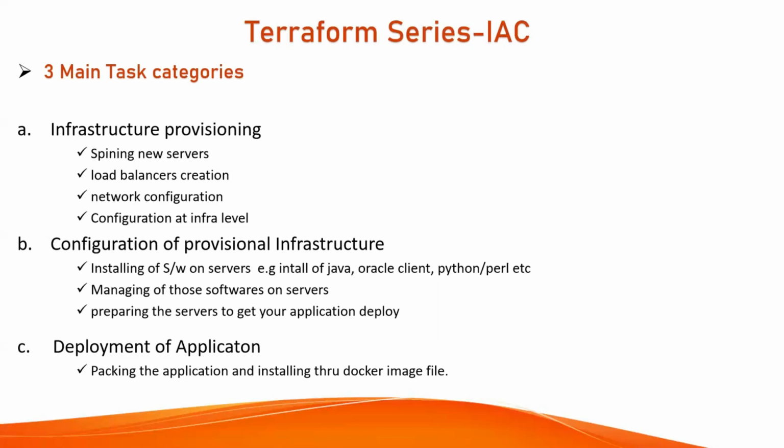The last of the three important categories of IAC is deployment of application. At the end of the day, you need to pack your application and install it through a Docker image file. So these are the three main important categories. Whenever you talk about IAC, they should come to your mind. That's what I have categorized as the three main tasks of IAC.